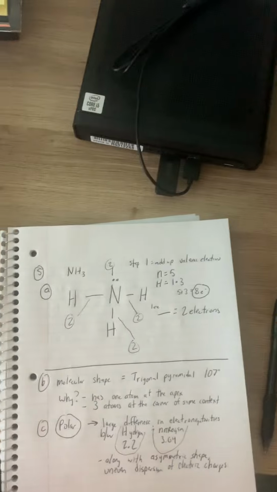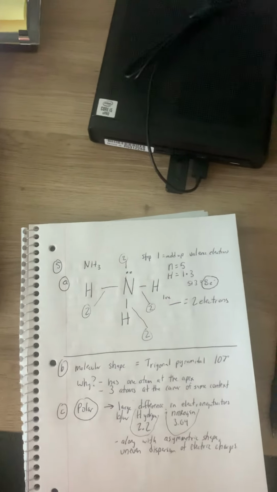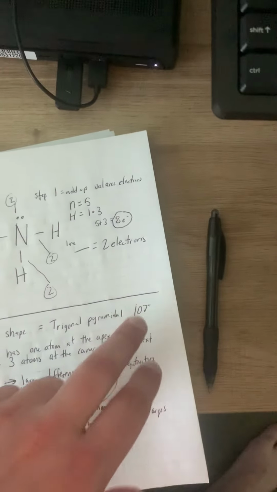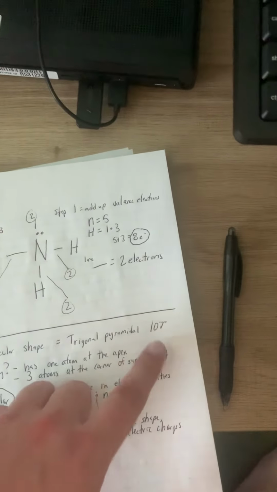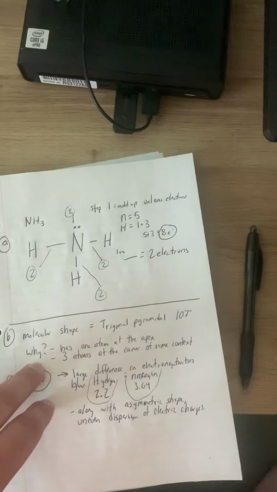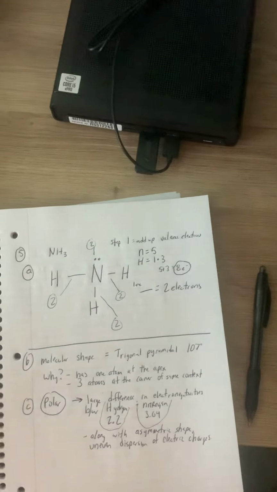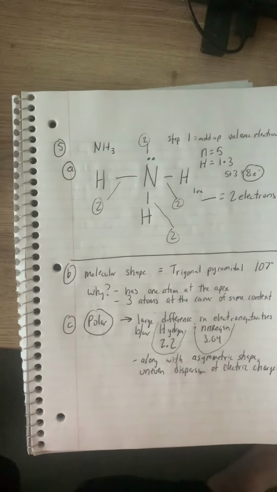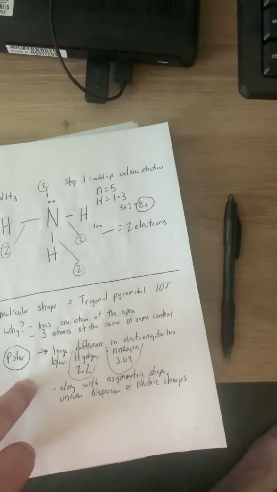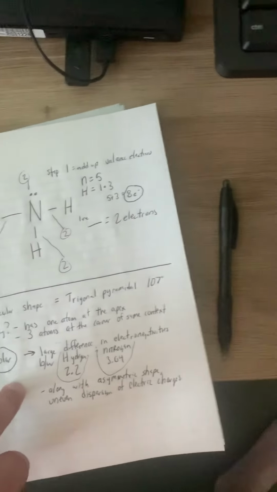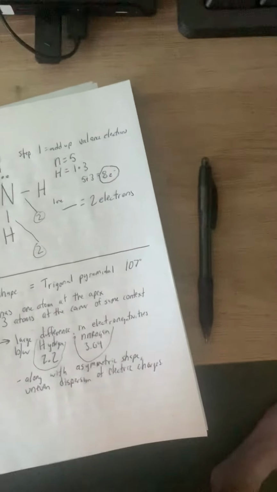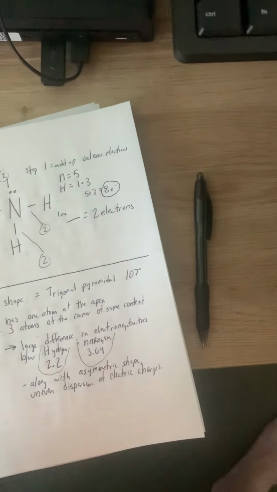And then we're going to go to B, the molecular shape of ammonia, and that is trigonal pyramidal, if I'm pronouncing that right, 107 degrees. Why? It has 1 atom at the apex and then 3 atoms at the corners of the base. And then what would you expect ammonia to be, polar or nonpolar? And this one's polar. There's a large difference in electronegativity between hydrogen and nitrogen, hydrogen at 2.2, nitrogen 3.04, along with an asymmetric shape and uneven dispersion of electric charge.